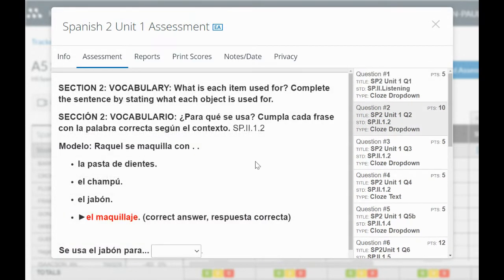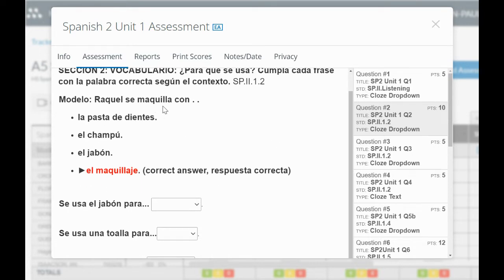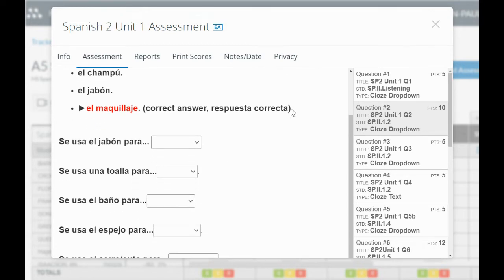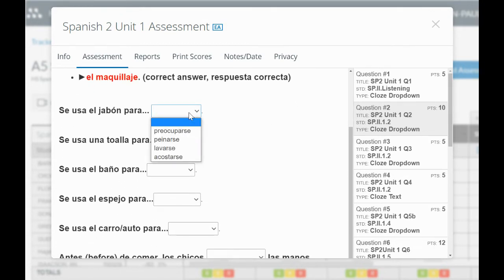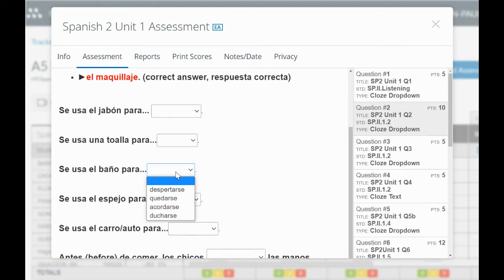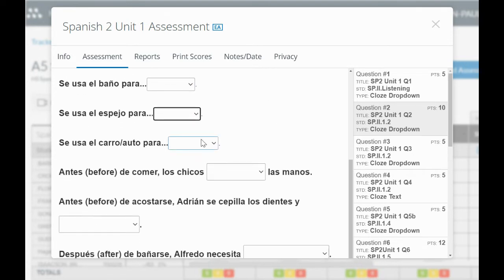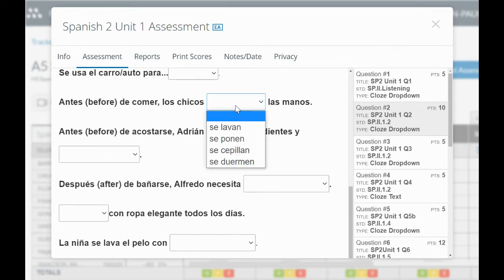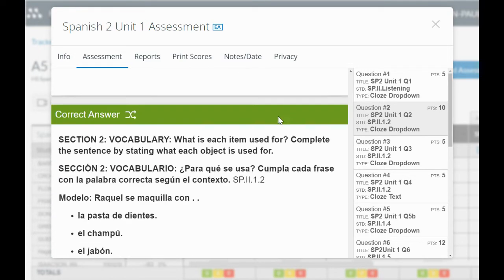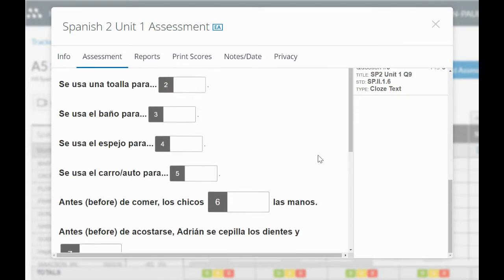Número dos. Write what each item is used for. Complete the sentence by stating what each object is used for. Por ejemplo, if you said Raquel se maquilla con, hopefully she doesn't put on makeup with toothpaste, shampoo, or soap. She probably puts it on with makeup, hopefully. So you'll answer these based on what these things are used for. A lot of reflexive verbs for all of these. So you'll make sure you put those in the correct form.